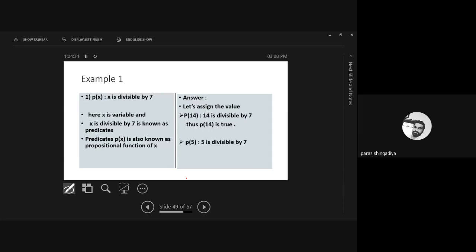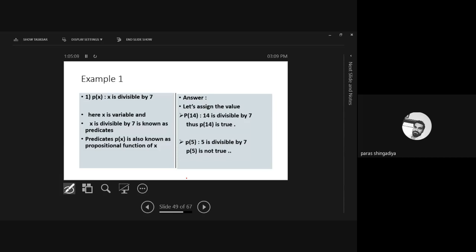And now let's assign one value which reflects the false outcome. So let's assign 5. 5 is divisible by 7? Just check it mathematically. So it is wrong. You cannot divide 5 by 7. So what does it mean? P of 5 is not true, means P of 5 is false. Clear? So 14 is a true value, 5 is a false value. That is called the truth value of this predicate. So for 14 it becomes true, for 5 it becomes false.